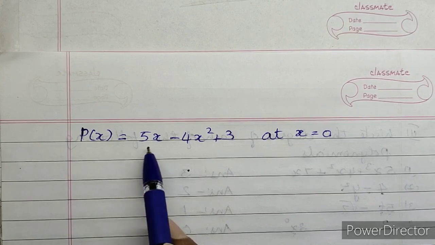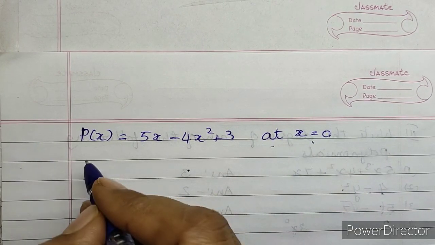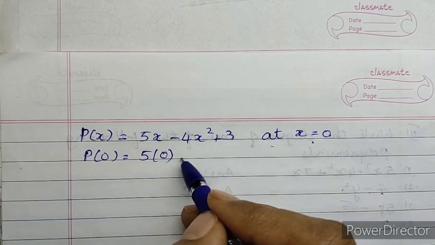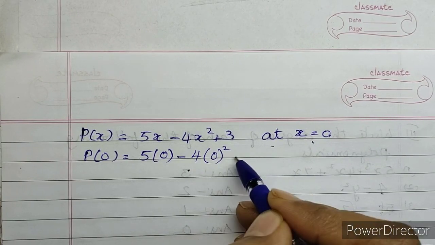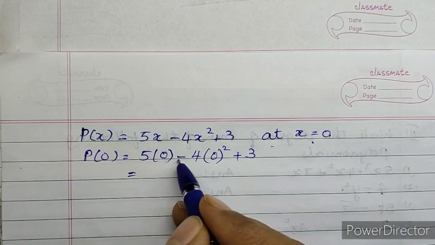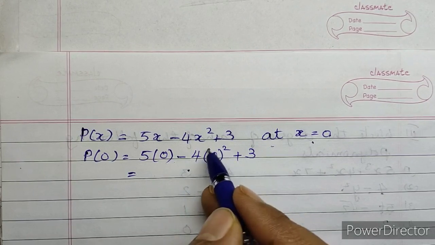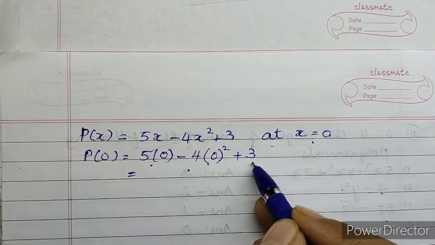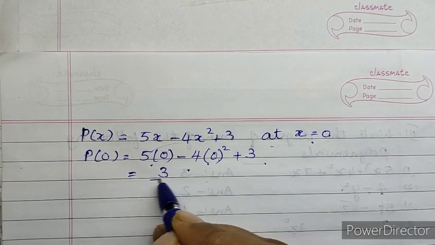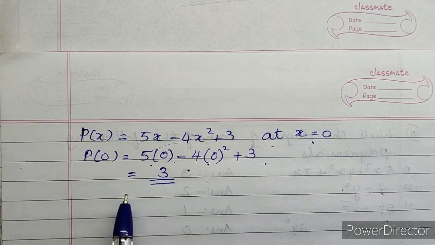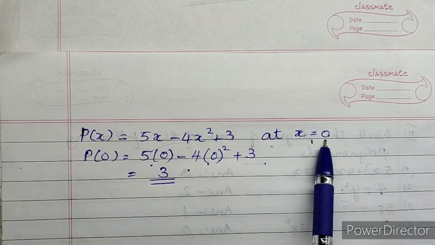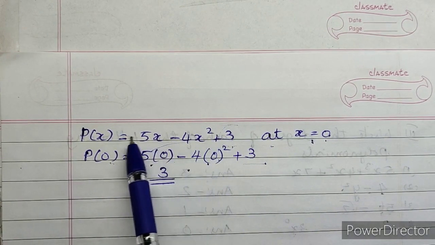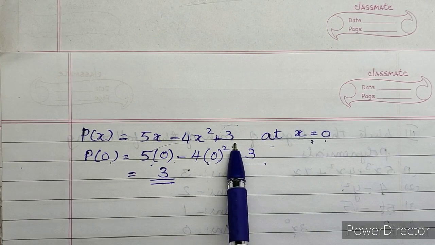So first sum at x equals 0. So p of 0 equals 5 into wherever x comes, you have to put 0, minus 4 into 0 square plus 3. 5 into 0 is 0 and 4 into 0, 0 square is 0 only, 0. So this full term will become 0. Only plus 3 will be remaining. So answer will be 3. So from this what you can say, whenever x equals 0 comes, the value of that polynomial will be the constant alone. Remaining full it will become 0. Only constant will be the answer.